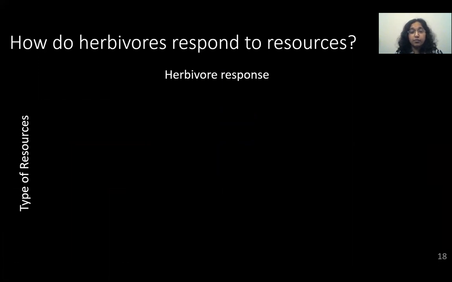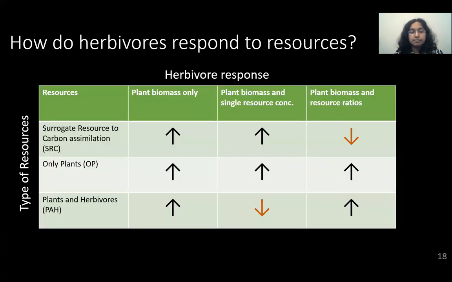The table has herbivore response type along the rows and types of resources along the columns. As you can see, we found scenarios where herbivore abundance and consumption increase with increasing resources. But we also found scenarios where herbivores reduce in abundance in contradiction to our current understanding of resource, plant, and herbivore interactions. In addition to some of the more expected outcomes, our model also provides several novel predictions.